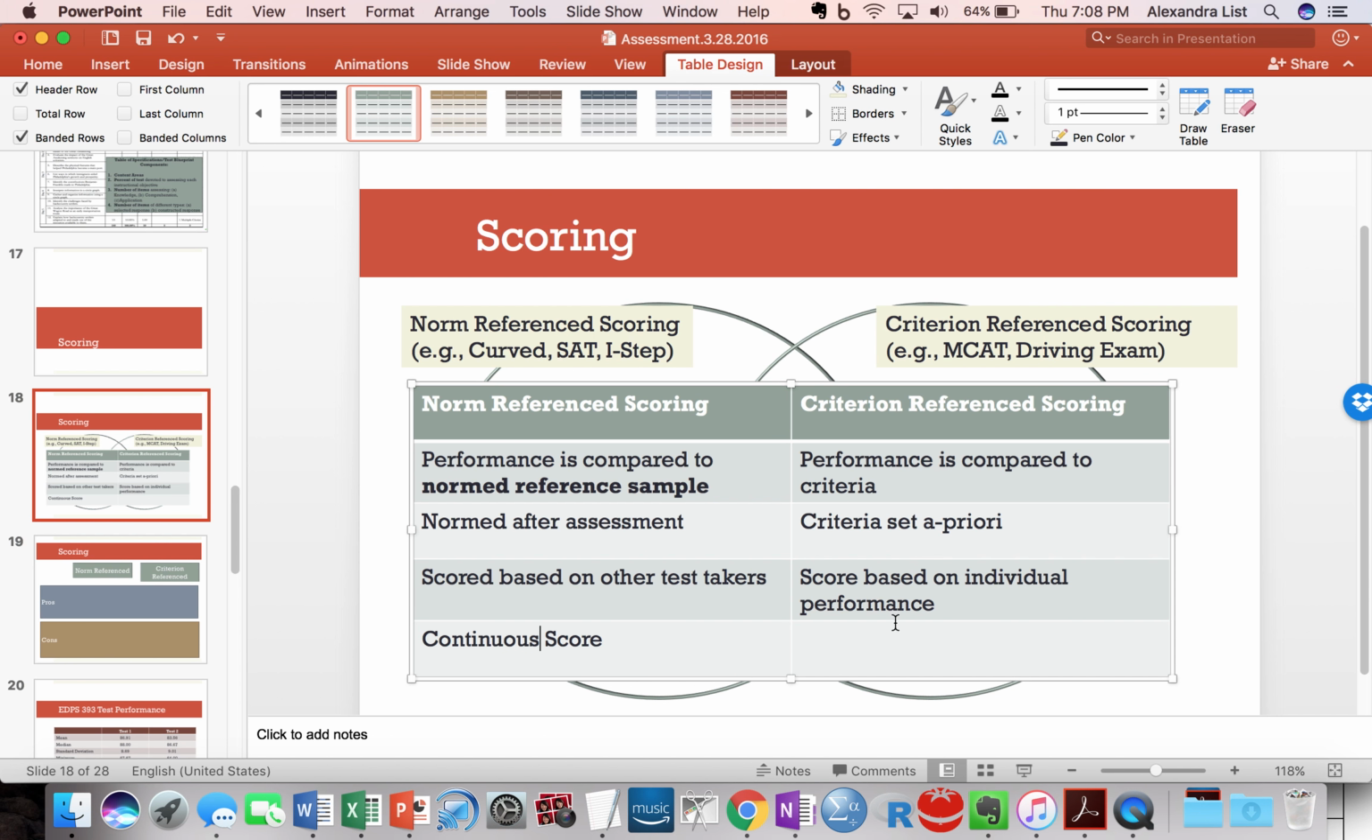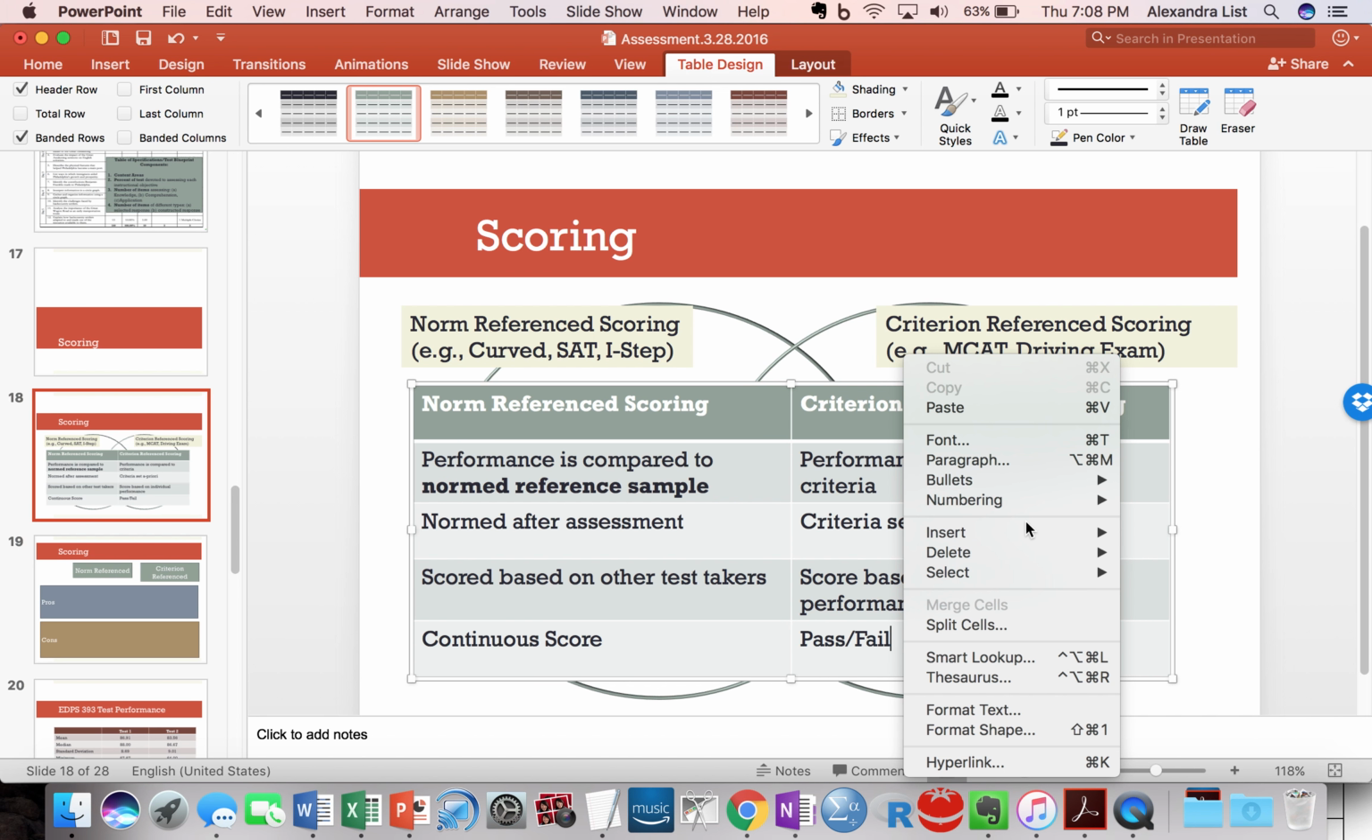Whereas when we talk about criterion reference scoring, a lot of times we talk about just pass fail. So even if you get a score on your MCAT, the ultimate decision that comes out of that test and a lot of professional licensure exams is do you pass or do you fail? Same thing for the driving exam. The ultimate decision, regardless of how many points you get, is do you pass or do you fail? What that means is what scores indicate also differ.